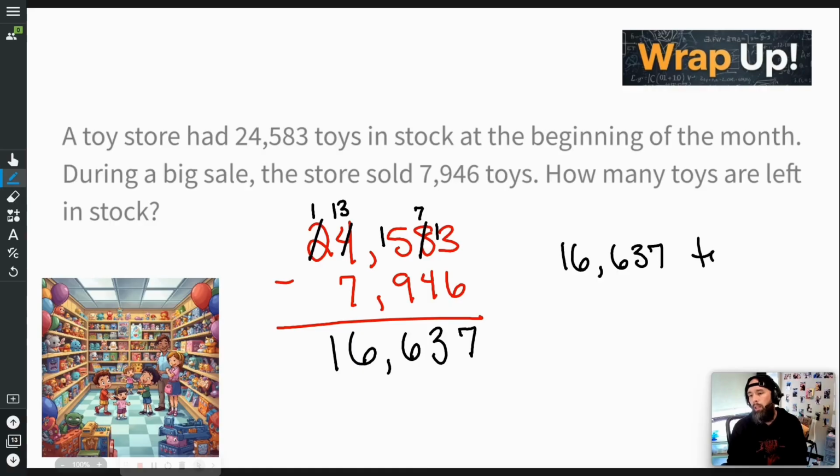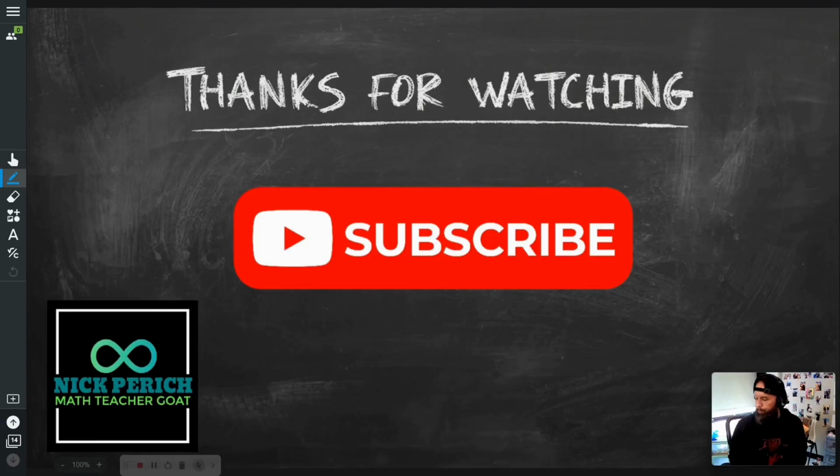16,637 toys are left in stock. All right, so subtracting really big numbers is the same as subtracting not so big numbers. Just have to do a little bit more.